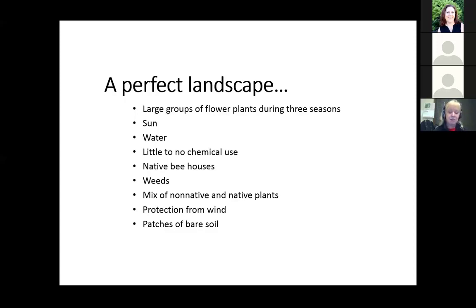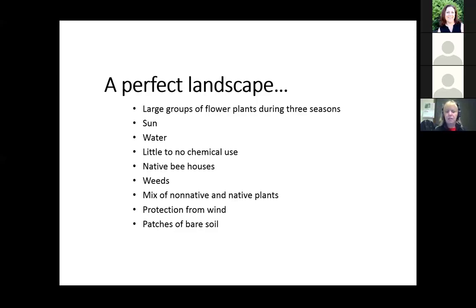And again, I always prefer a mix of non-native and native plants. That's because not all of our pollinators are native. The first of which, or most important, would probably be the European honeybee. So by having non-natives as well as native plants, I feel like I'm feeding everybody, and also including plants that I just like to have in my landscape because I find them pretty.